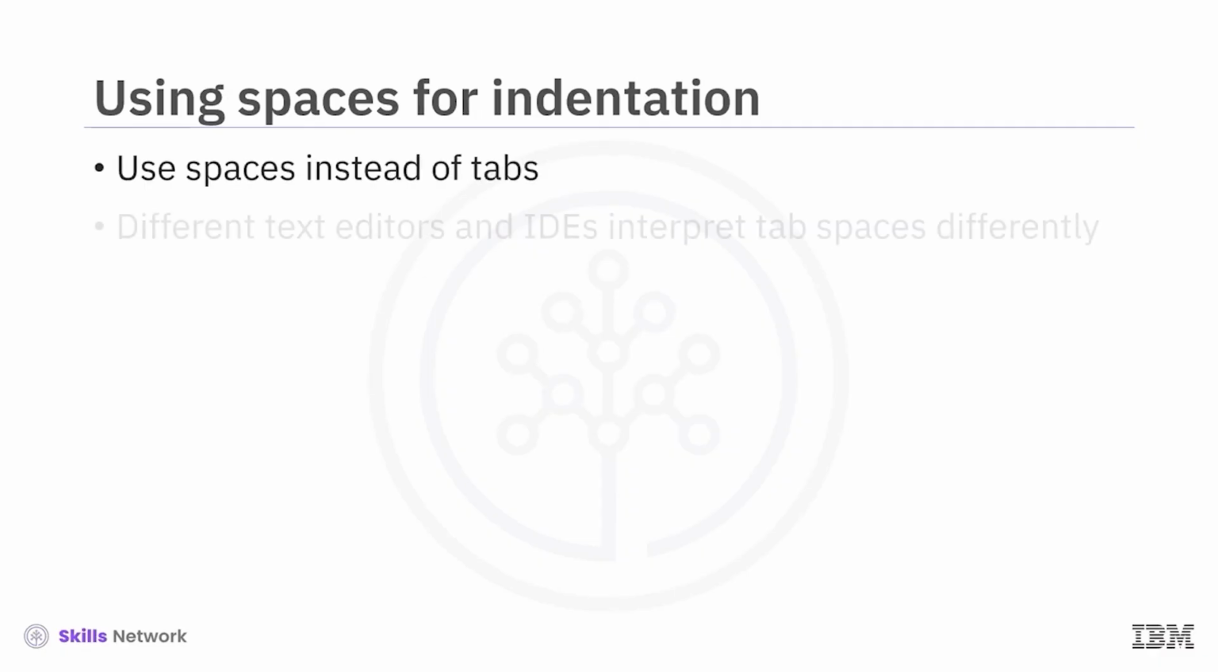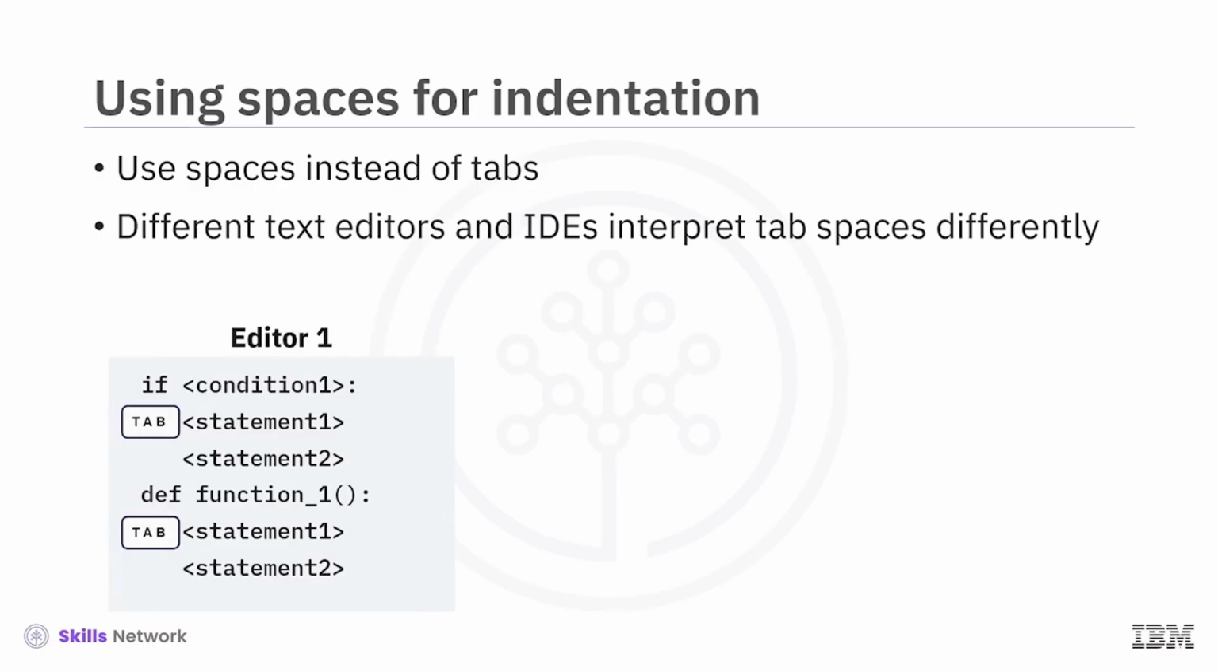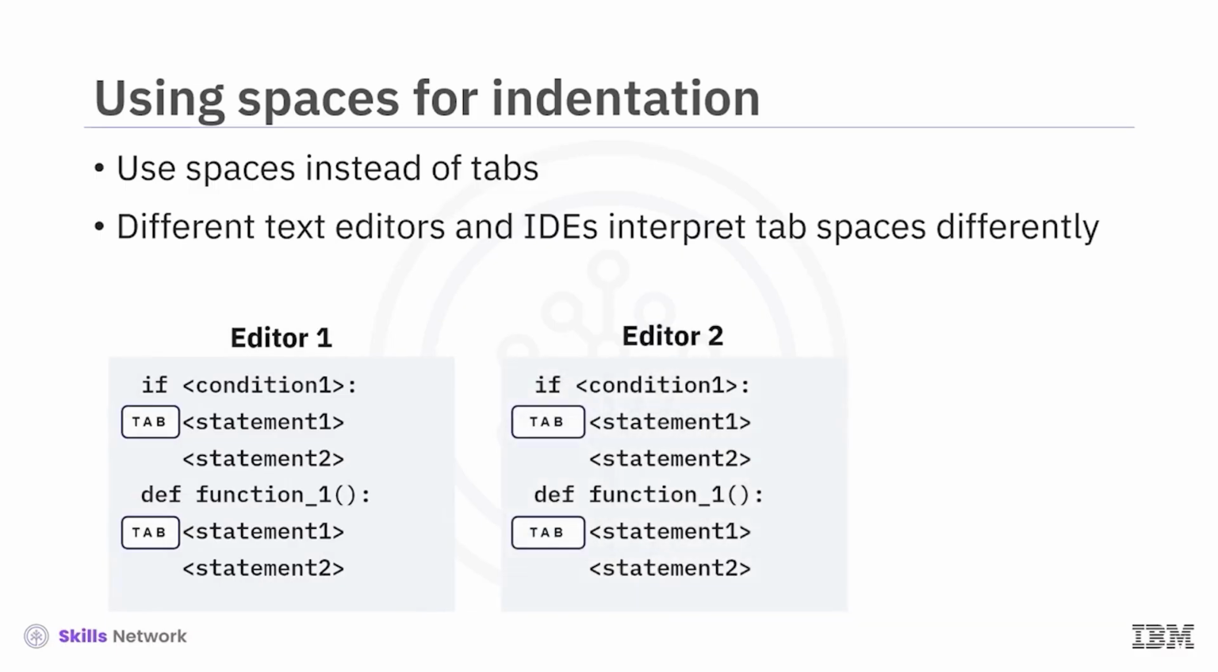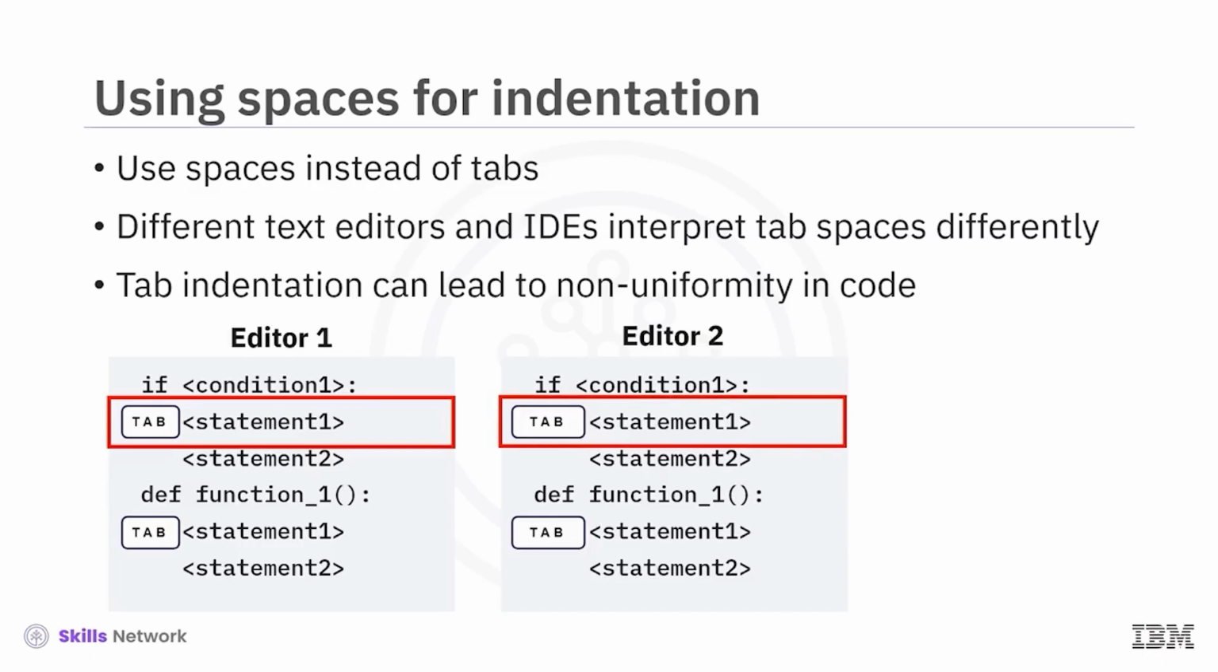Wondering why? Different text editors and integrated development environments, or IDEs, interpret the number of spaces in a tab differently. For example, one editor might interpret a tab as 3 spaces, while another might interpret it as 4. Using a tab for indentation can lead to non-uniformity in code, resulting in formatting errors. For example, observe the spacing difference when tab is pressed for statement 1 for the if condition under editor 1 when compared with the space before statement 1 for the if condition under editor 2.